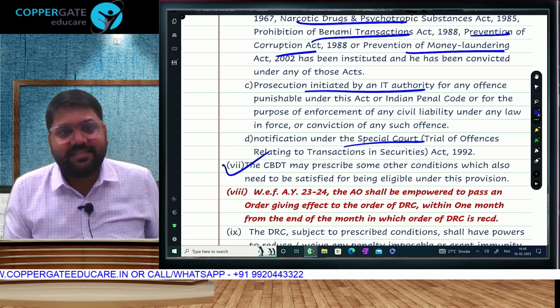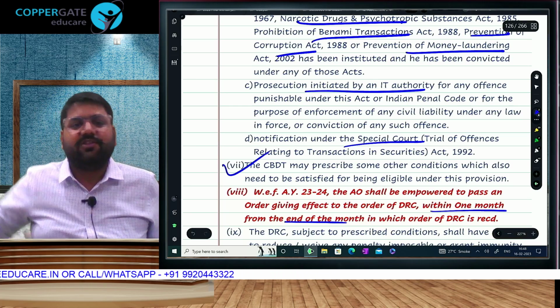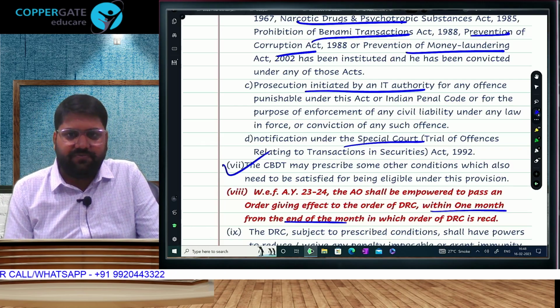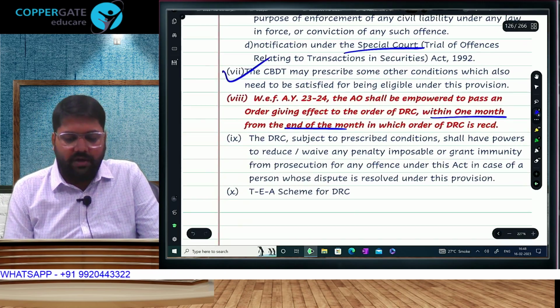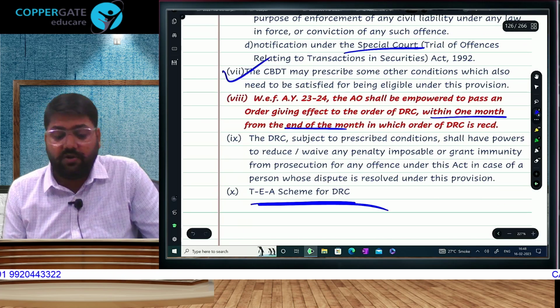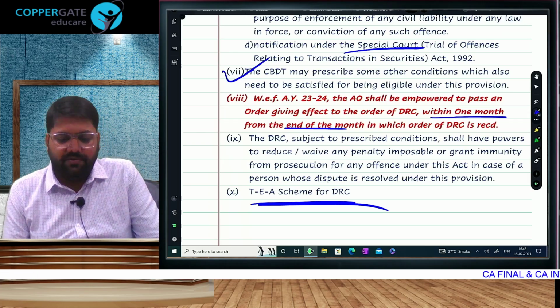And if the DRC has passed an order, then order giving effect will also be given. Whenever any authority passes an order, the order giving effect has to be done. That has to be done within 1 month from the end of the month in which the order was received. It will have the same powers as IT authorities, and DRC will also function according to a scheme. Meaning, the entire concept of DRC will also happen faceless.